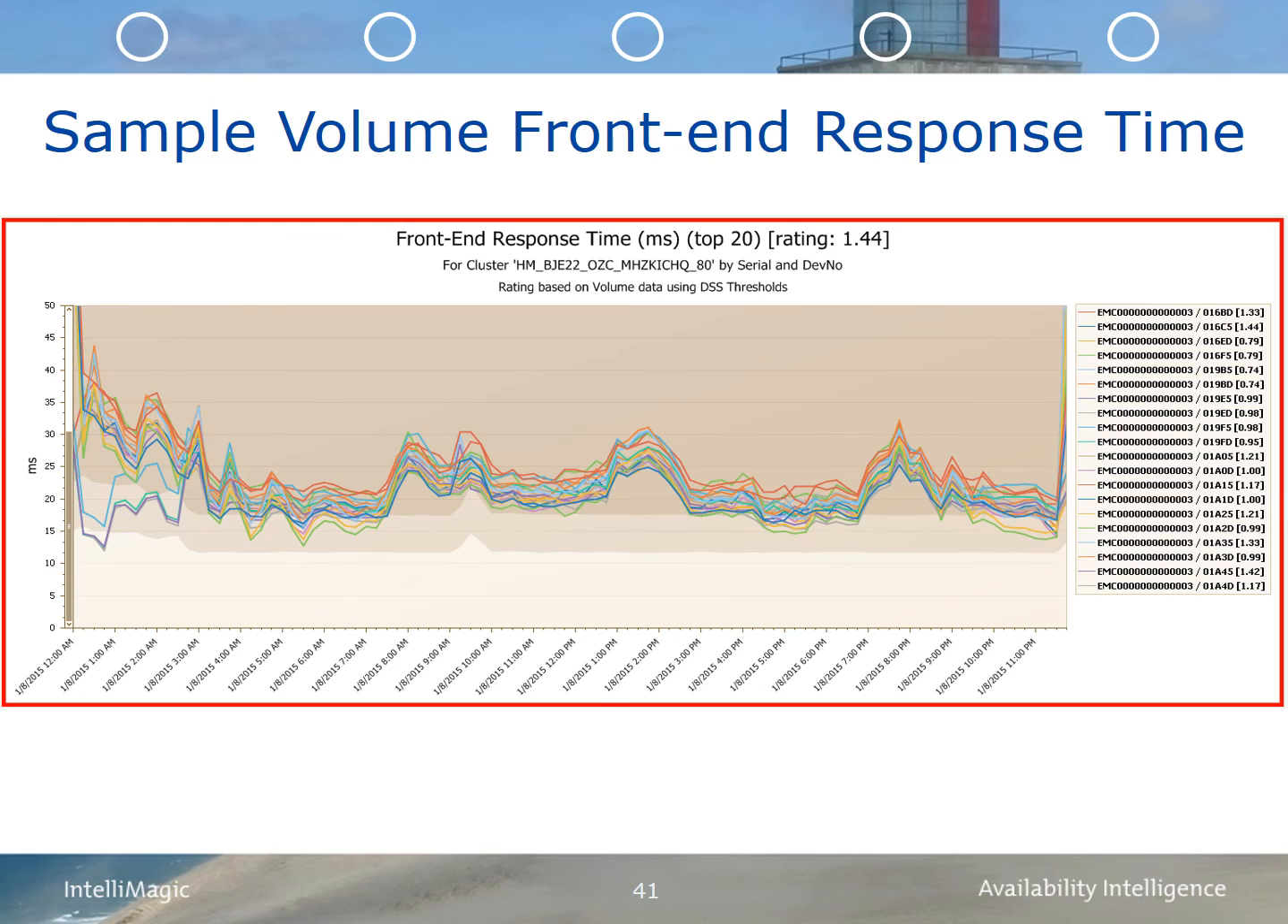This is a sample of volume front-end write response time for a number of EMC volumes. All of these volumes have poor response time, and the response times are consistently above the expected thresholds.